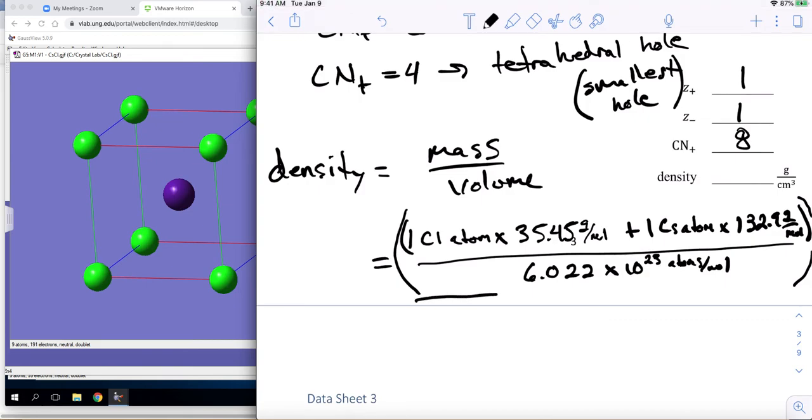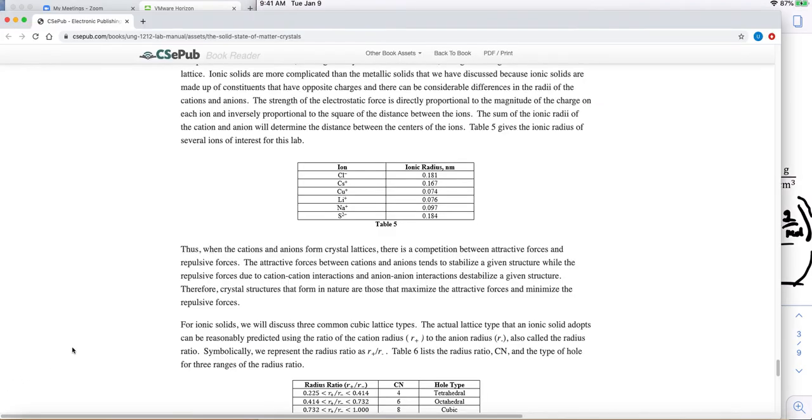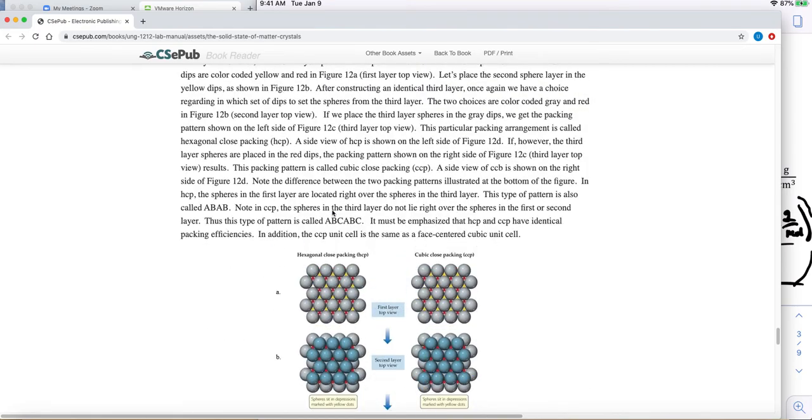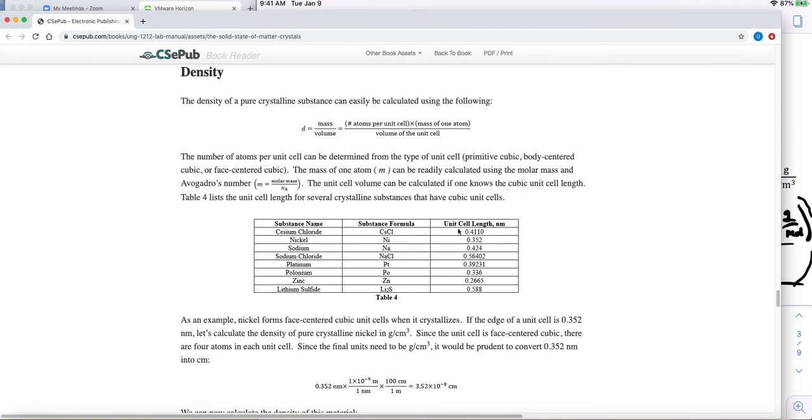And I'm going to take all of that divided by my volume, and that's actually still pretty easy because, again, in our pre-lab reading, we still have the table that, even for our ionic compounds, just gives us the actual edge length.